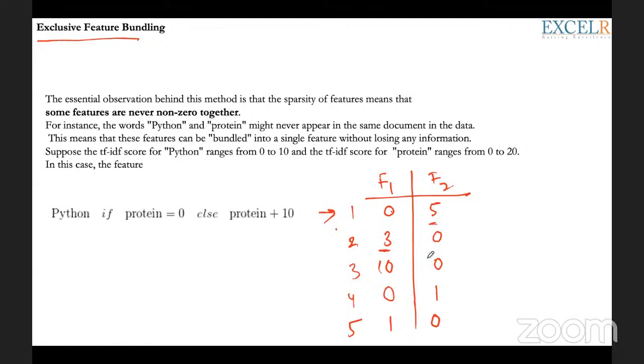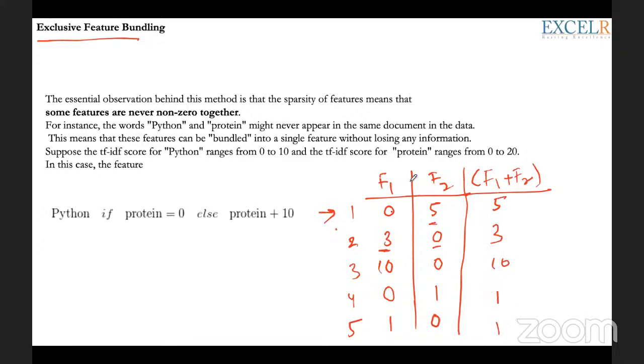Feature 1 has some value, feature 2 has 0. That means at any given point of time, at any given data point, one of these features is becoming 0, and the other feature will have at least some value, 1 or 2 or more than 0. Now what we can do is combine these two features, bundle them. So f1 plus f2. So this 5, this is 3, this is 10, this is 1 and 1.